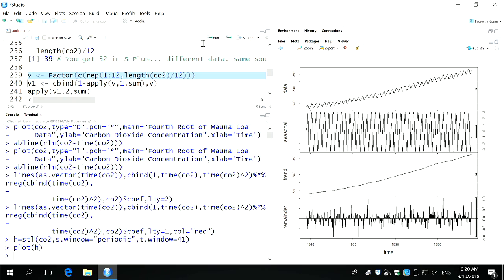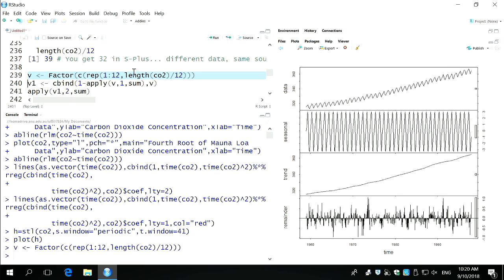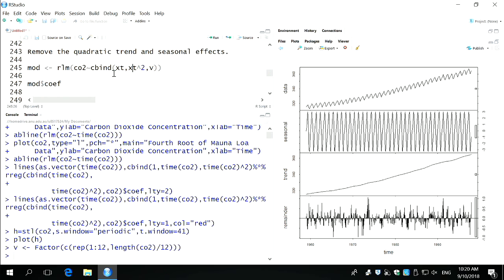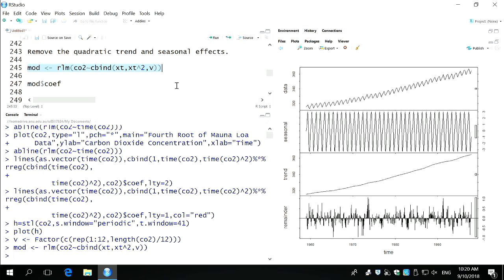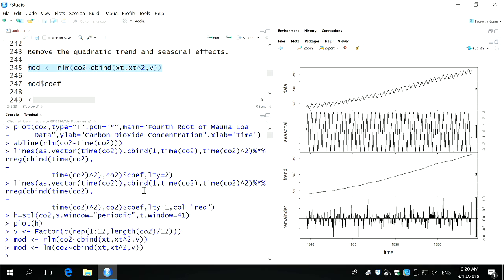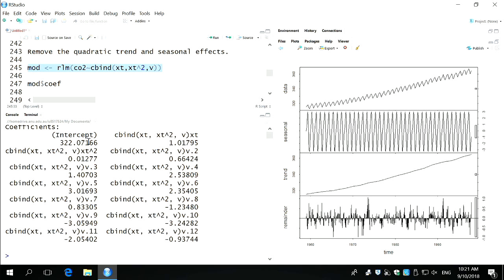Okay, so we're going to set up our seasonal factor here, okay? We're going to fit that into the model so you can see my model is a linear model that relates CO2 to time, time squared, and my factor. Okay, I'm actually going to fit that with lm. I'll tell you why in a sec, because I want to have a look at it. So there's my model. So my intercept's 322. My coefficient of time is 1.018. Coefficient of time squared 0.012.